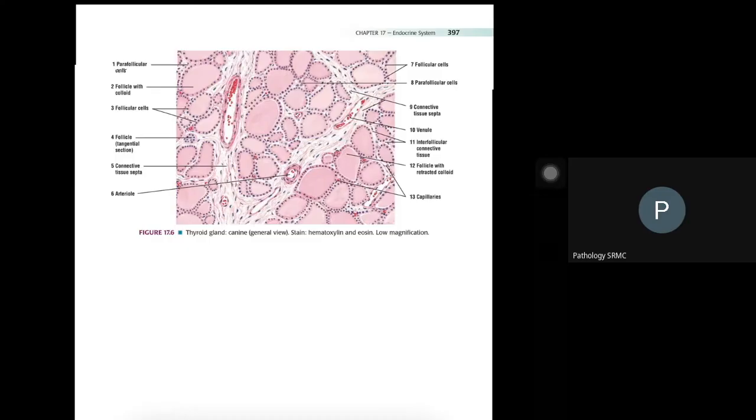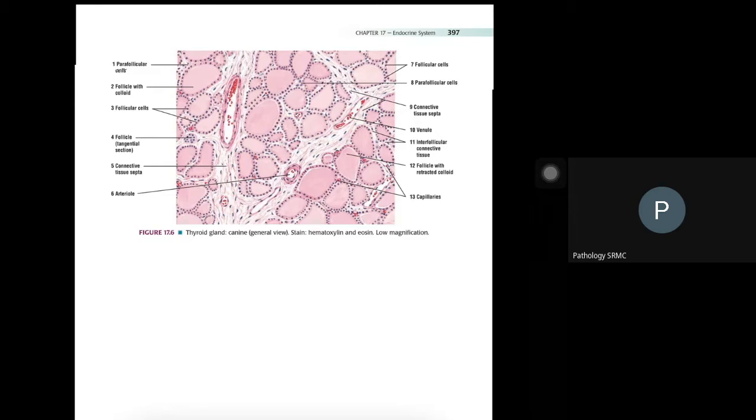Thyroid gland, canine, general view, stain hematoxylin and eosin, low magnification. So parafollicular cells, follicle with colloid, follicular cells, follicle in the tangential section, connective tissue septa, arteriole, follicular cells, parafollicular cells, connective tissue septa, venule, interfollicular connective tissue, follicle with retracted colloid, capillaries.